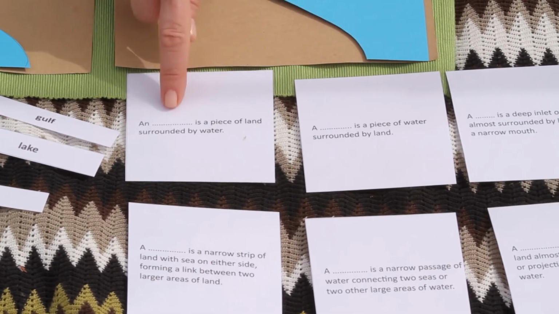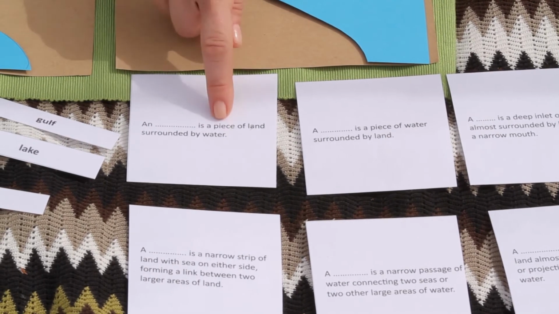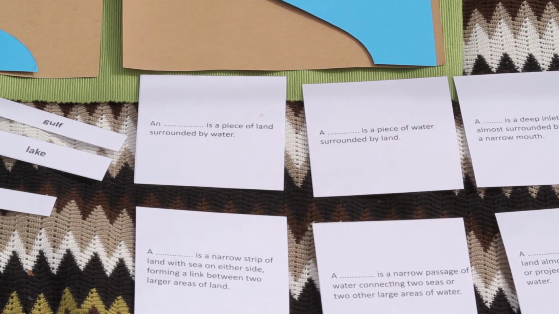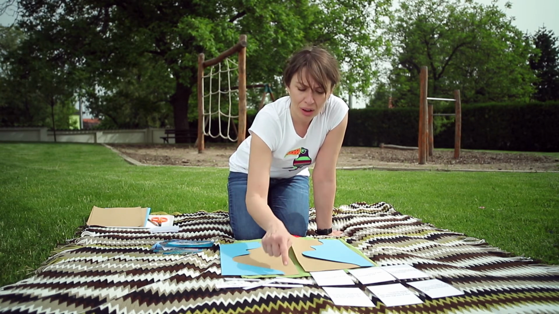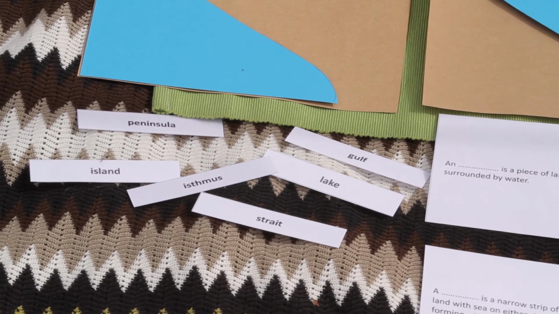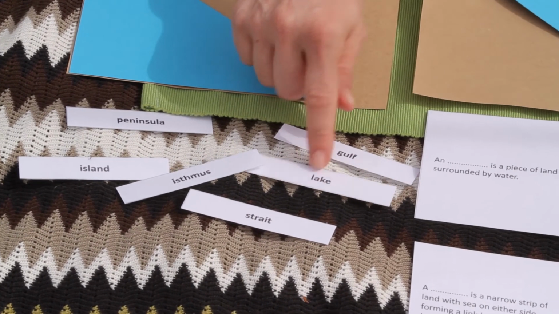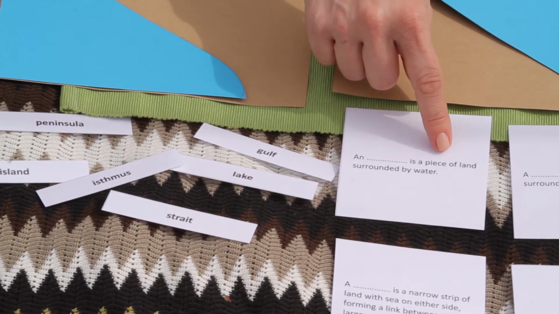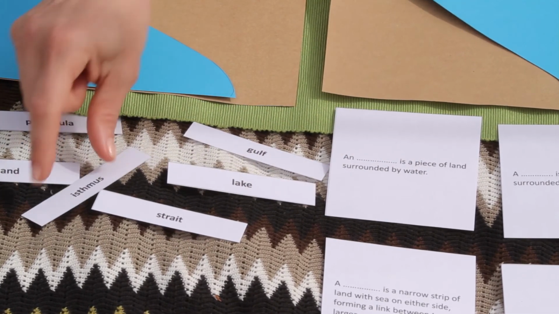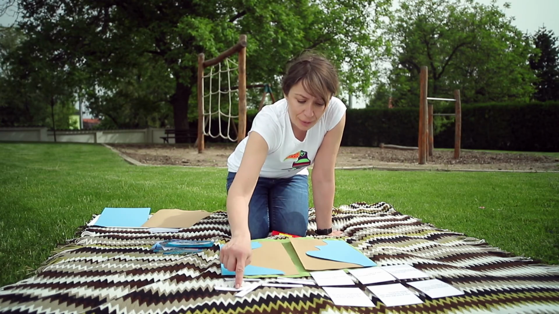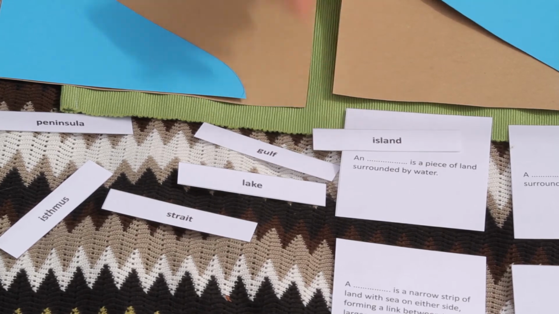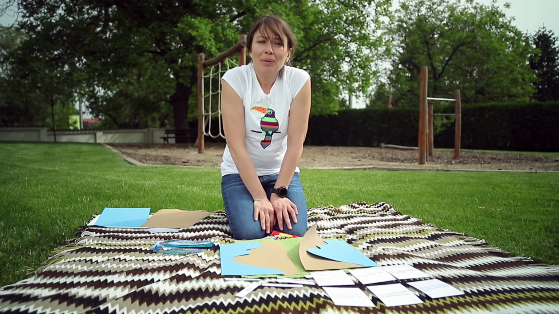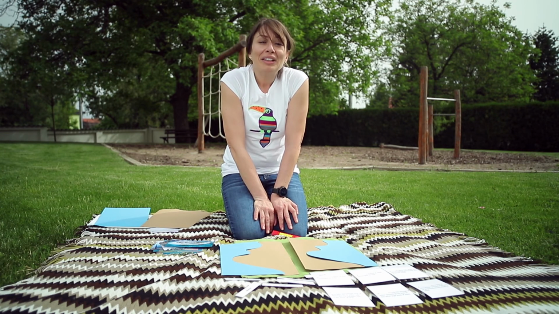Let's try with this. Something is a piece of land surrounded by water. Do you remember? Let's look here. Is it a peninsula? No. Is it a gulf? No. A lake? No, it's not a lake. Isthmus? No. Island. An island is a piece of land surrounded by water. Yes, it's island. You can keep going and explore more and enjoy the beauty of our planet Earth.